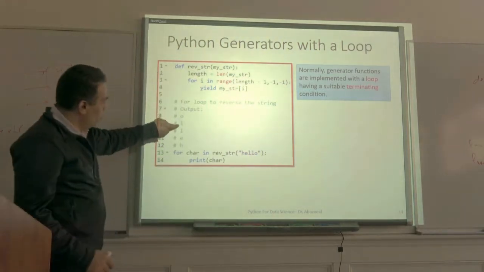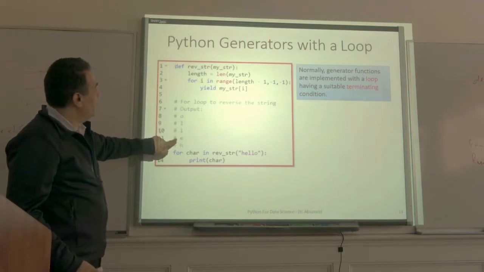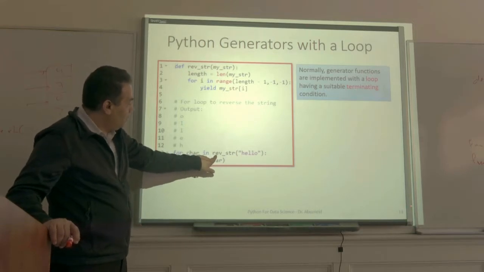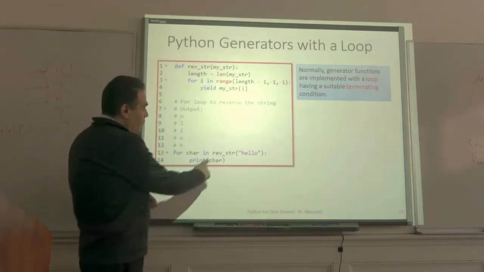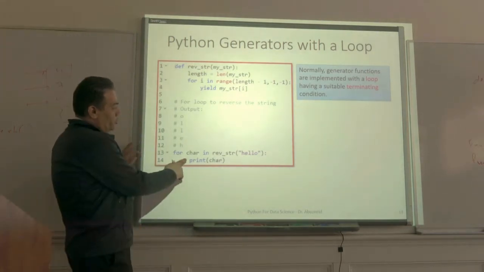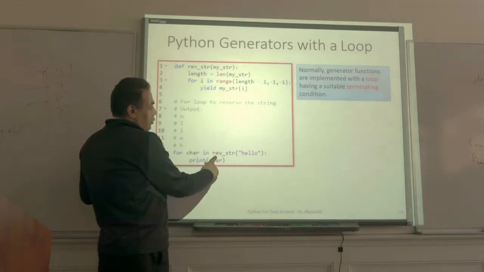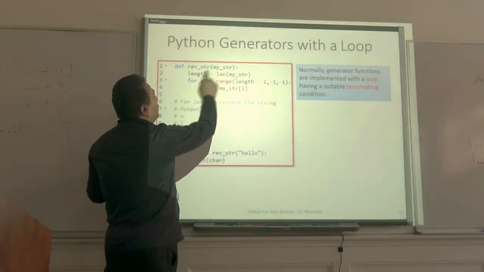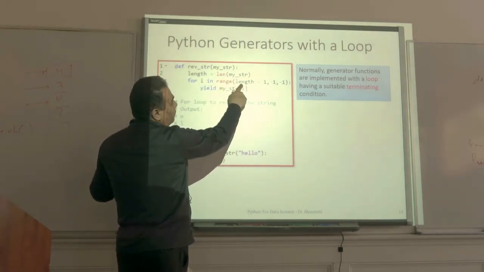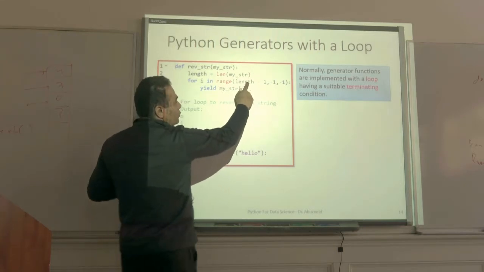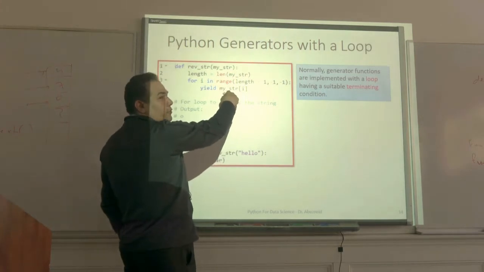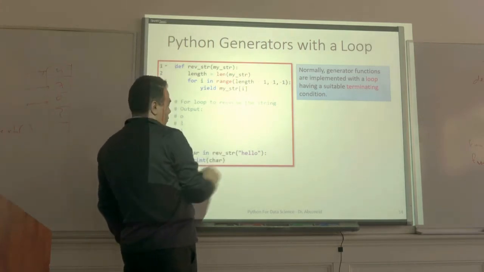That's why it prints O first, in reverse. So for character in reverse string hello, I need to reverse the string hello. I'm printing the character. Let's execute this. What's the reverse string of hello? You pass in hello. So what's the length? Five. For i in range five minus one, four, so it will be four, minus one, minus one. So it will print character four first, which is O.